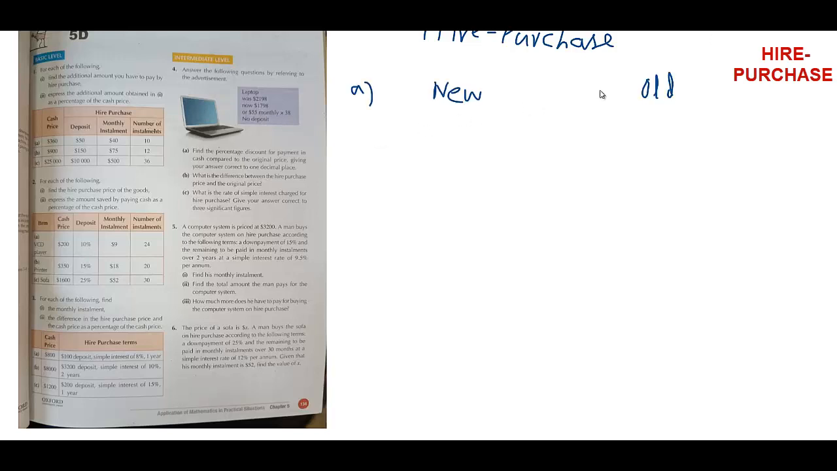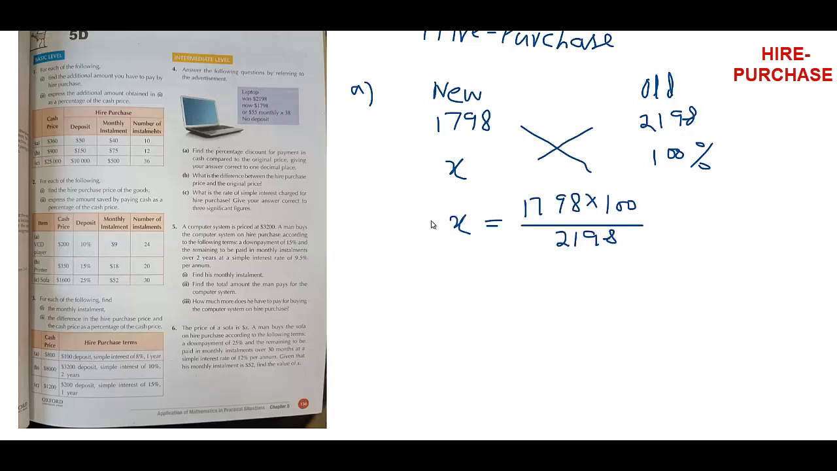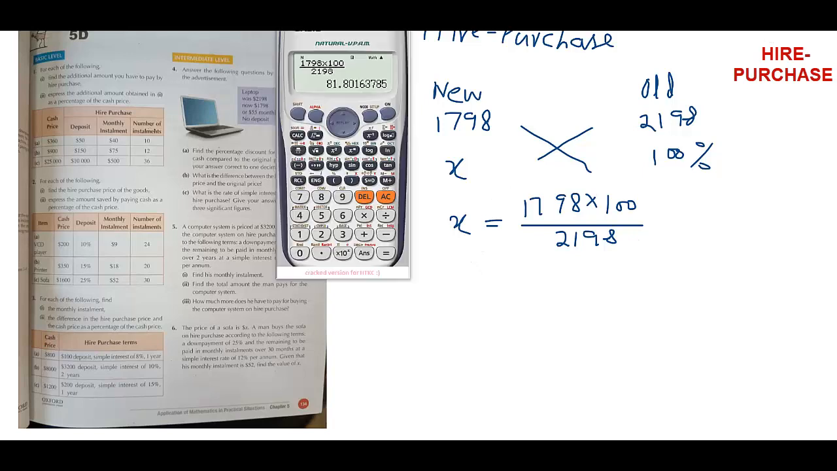In one method, which is called cross multiply, we use the new and old method. The old price is 2,198 and the new price is 1,798. The percentage of the old is always 100%, and we have to calculate what percentage will be for the new price, and just do the cross multiply. We have to solve this and find the value of x. Doing this calculation on the calculator, it is 81.80.